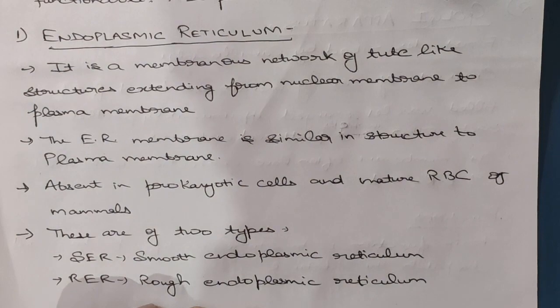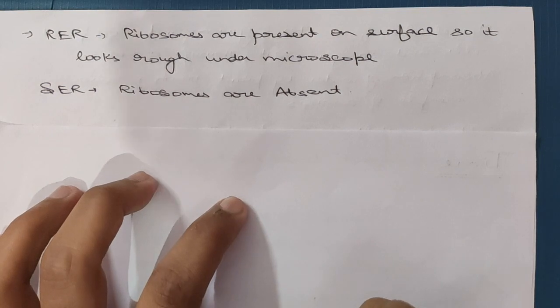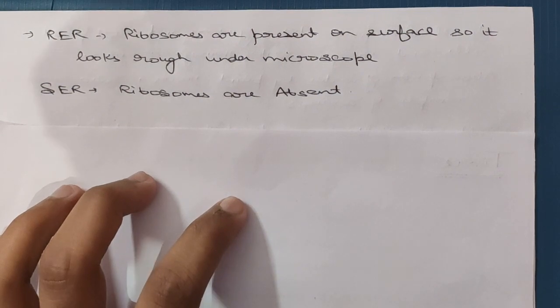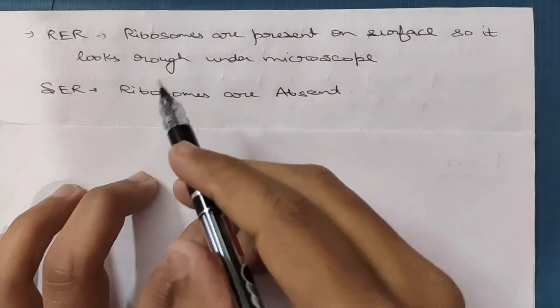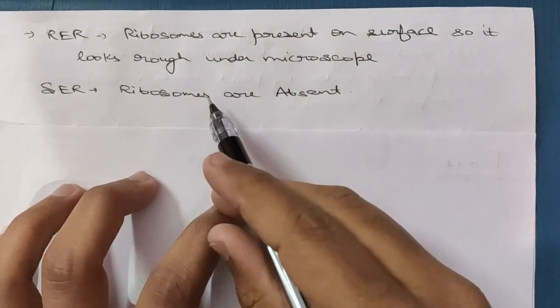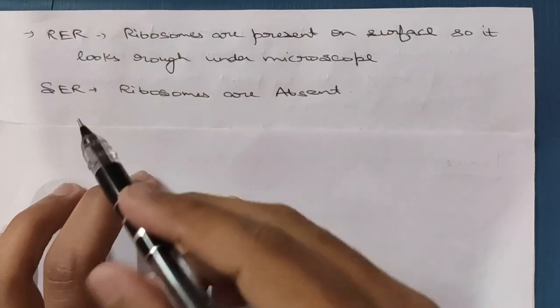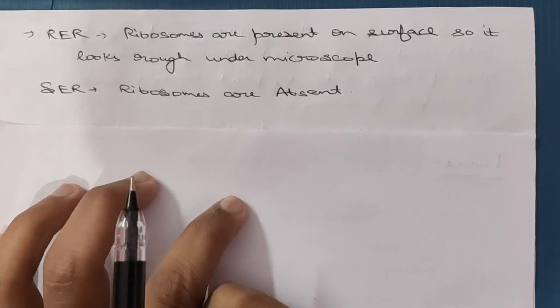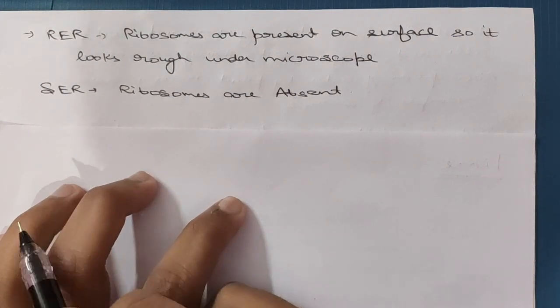Now, why did they get the names SER and RER? See, these names are given with respect to ribosomes. When ribosomes are attached to the membrane and it is observed under the microscope, it gives a rough appearance. So that's why it was called rough endoplasmic reticulum. In the RER, ribosomes are present on the surface, so it looks rough under the microscope. The second one is SER. Ribosomes are absent, means the ribosomes are not attached to the membrane of the endoplasmic reticulum, then it is said to be the smooth endoplasmic reticulum. Getting it?